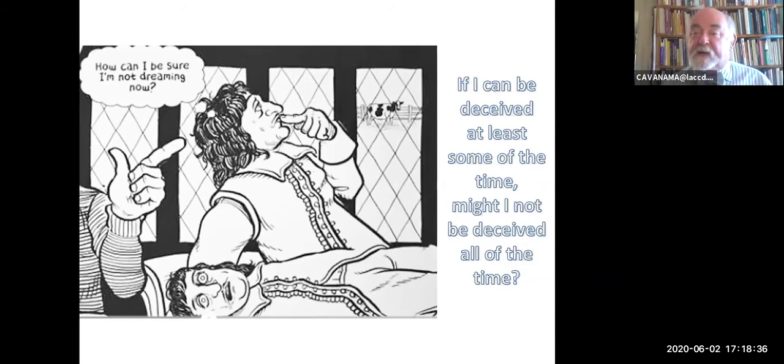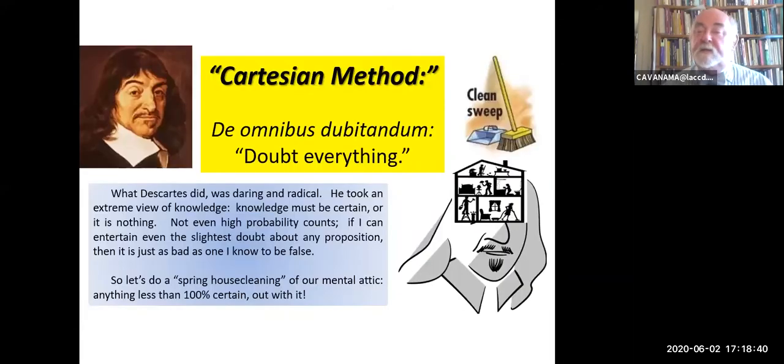He has a very radical idea, clever idea, which we call the Cartesian method. And I always tell my students at this point, be sure you get this in your notes. What's the Cartesian method? What method does Descartes adopt? De omnibus dubitandum, he says, doubt everything. I, Descartes, am going to do a spring house cleaning of my head. Everything that I think is true, that I've been taught coming up, that I think I see in front of me, all that kind of stuff, I'm going to doubt as if it were false.